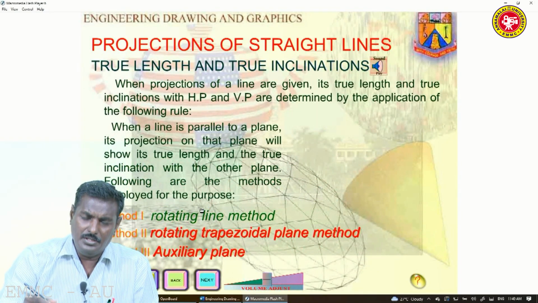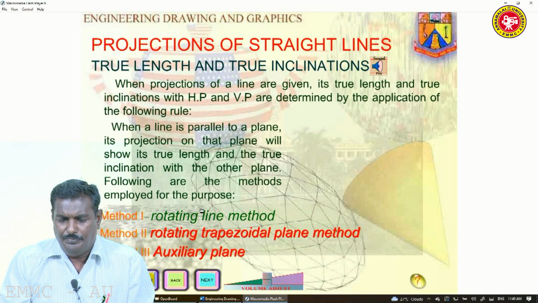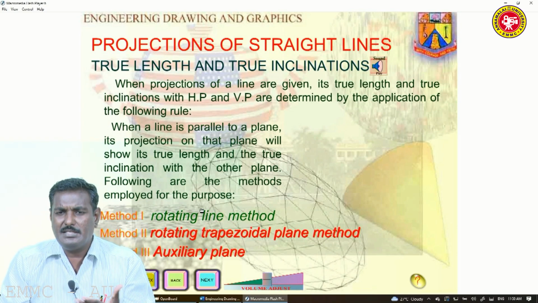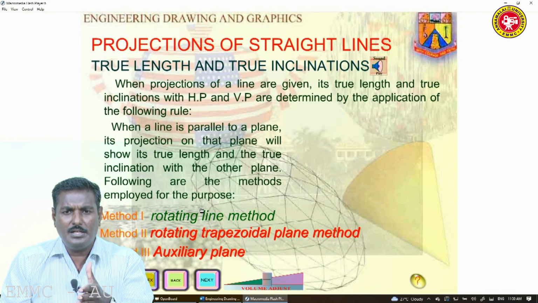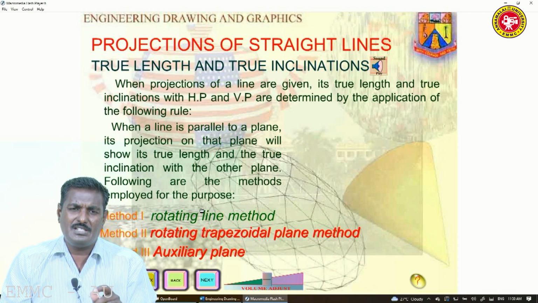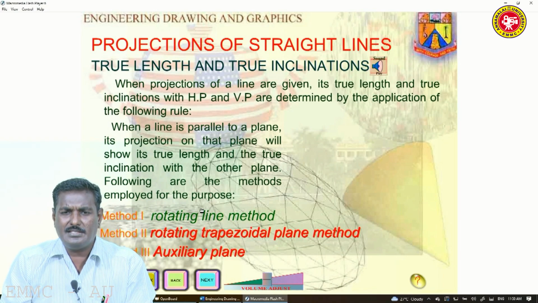Try to see what about this. There are three methods, but normally we use two. The auxiliary plane method we do not use, because it is tedious: we use some other plane to bring those views onto it, and tilt again to bring it back into the original. So it takes more time. That is why the third method is not helpful to us.